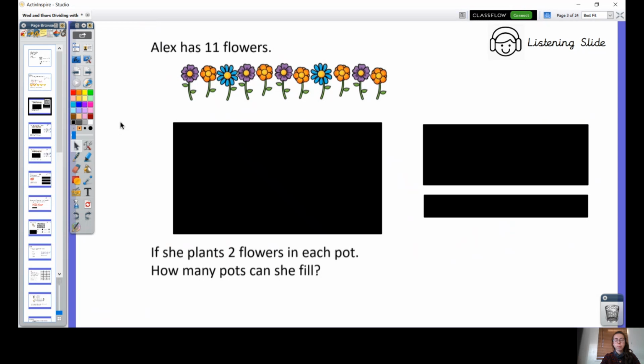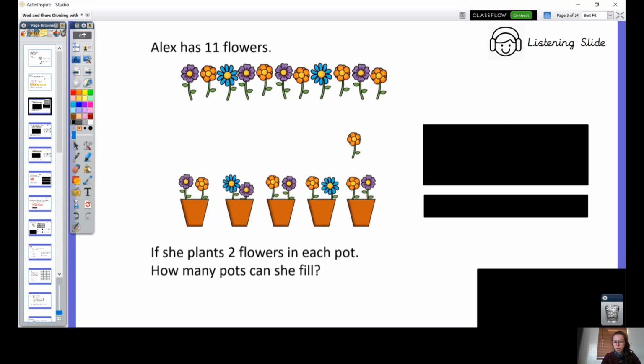Okay, this is a listening slide, so pop your pencil down. Alex has 11 flowers. We can see them lined up there on the screen. If she plants 2 flowers in each pot, how many pots can she fill? We could use our 2 times table to help us with this one if she's planting 2 in each pot. Now, for this question, I could use objects to help me. That's one way of doing it. I could group 11 into 2s. Or I could use pictures to help me if you haven't got objects, for example. And I've shown you some pictures today, so let me show you.